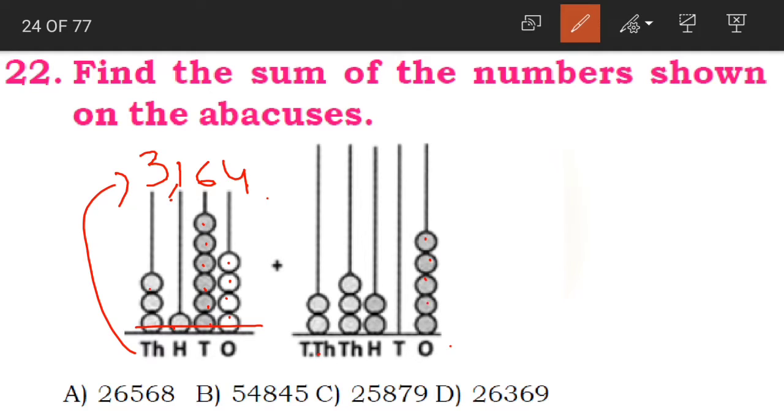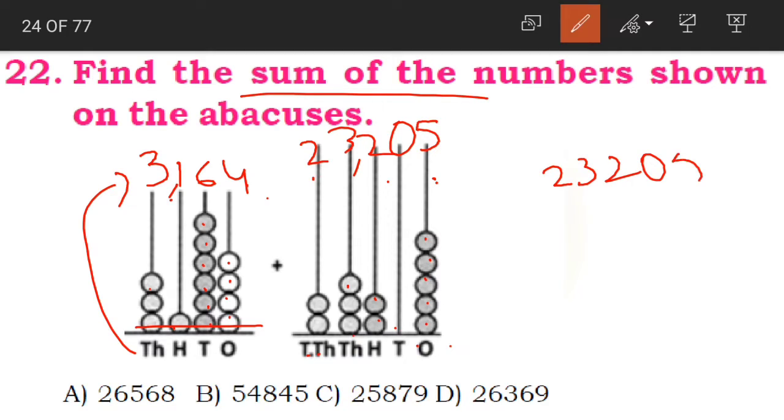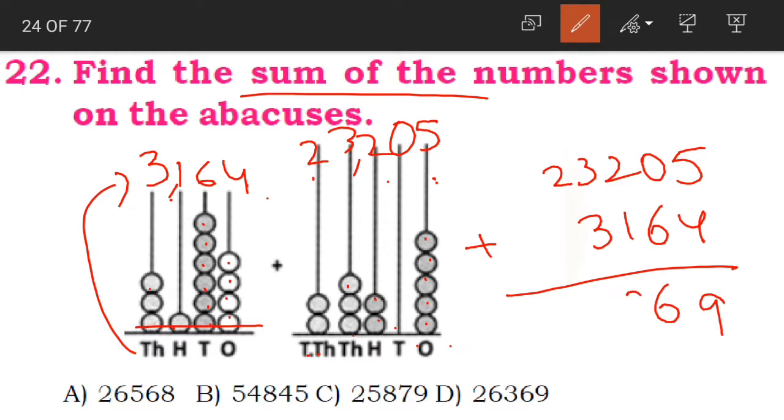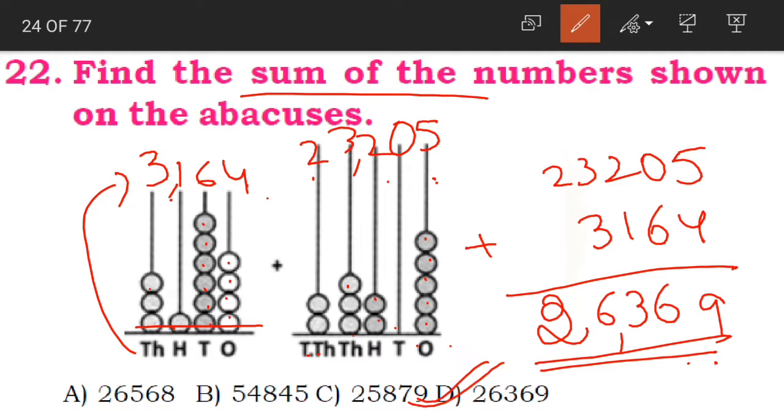1, 2, 3, 4, 5. 0, 1, 2, 3 and 2. Now what is the second abacus representing children? 23,205. Now what should we do? We should find out the sum. 23,205 plus 3,164. 5 plus 4, 9. 0 plus 6, 6. 2 plus 1, 3. 3 plus 3, 6 and 2 here. What is the total answer? 26,369, which is our option D.